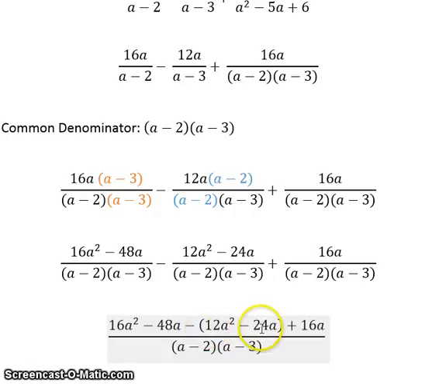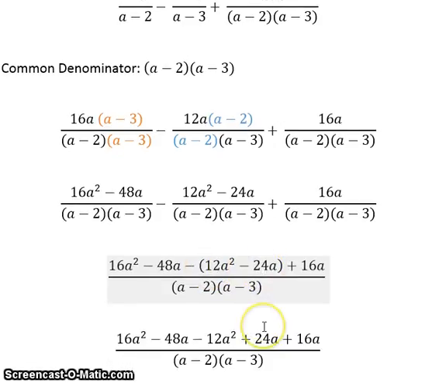Now I wrote the second one in parentheses. This is a very common mistake. You're subtracting that whole entire second numerator. So you're subtracting 12a squared, and you're also subtracting the negative 24a, which ends up giving you a plus 24a.